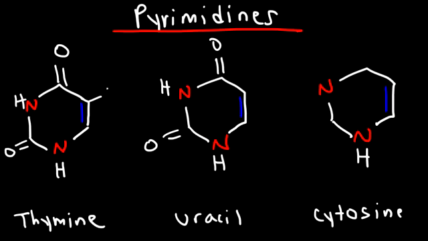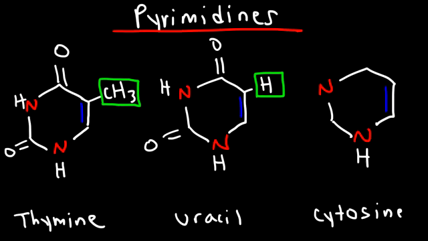Now uracil looks very similar to thymine with one key difference. Thymine has a methyl group, but uracil does not. And so that's the difference between thymine and uracil. Uracil has a hydrogen. If you don't see it, it's an invisible hydrogen, but it's there.